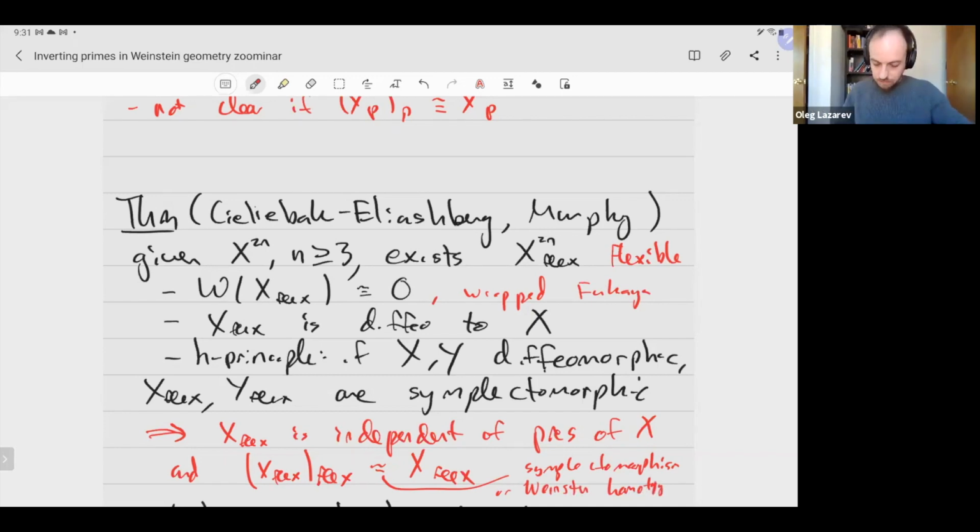Okay. So this flexibilization does satisfy all three properties that topological localization did.